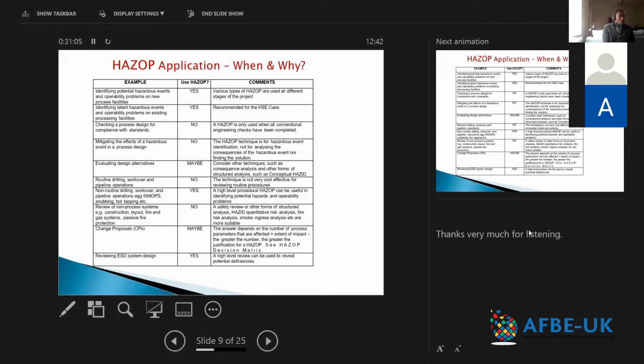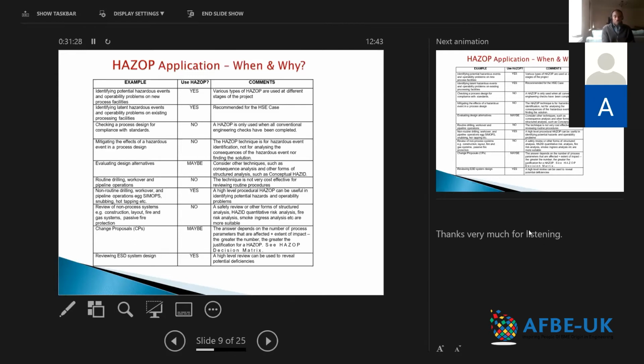Non-routine drilling and workover, I've talked about it. Yes, you will do a HAZOP for that. Review of non-process systems, for example, construction, layout, fire and gas systems. That's a definite no. What you are likely to require for that would be a hazard or some kind of construction risk assessment or quantitative risk analysis and all of that.